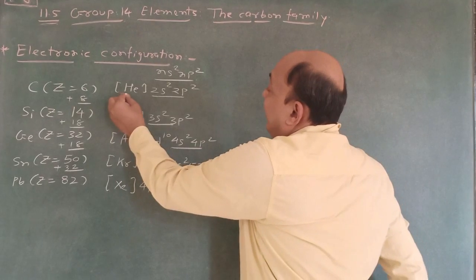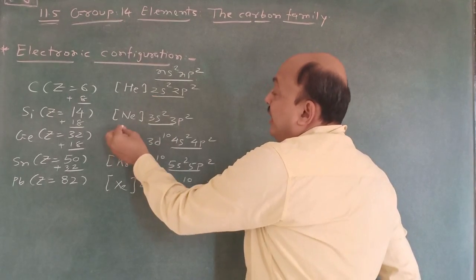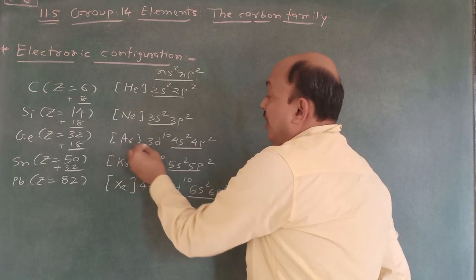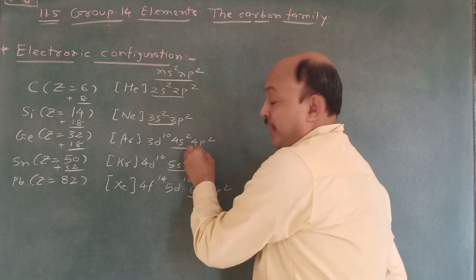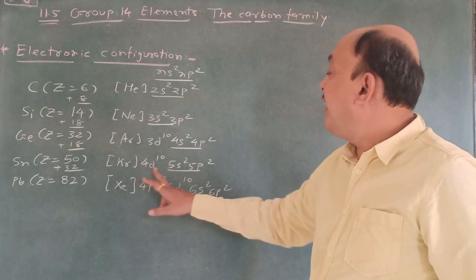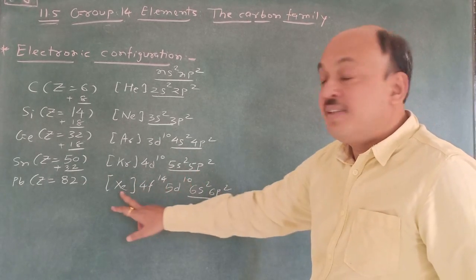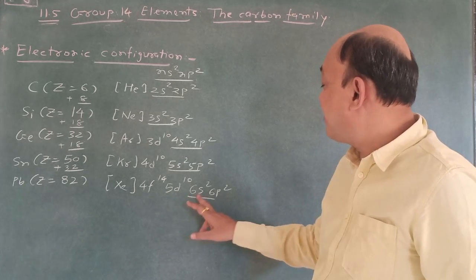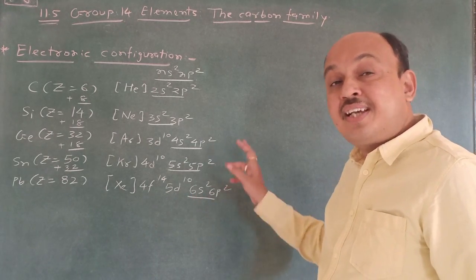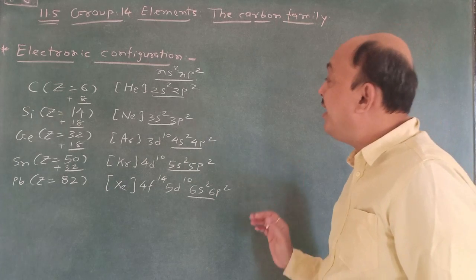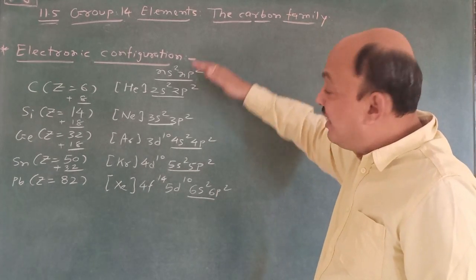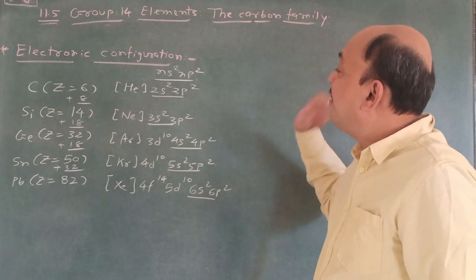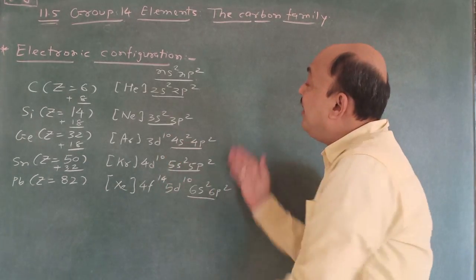So He core 2s2 2p2, Ne core 3s2 3p2, Ar core 3d10 4s2 4p2, Krypton core 4d10 5s2 5p2, Xenon core 4f14 5d10 6s2 6p2. Once again, the same trend is observed here. This is considered as lighter elements. This is considered as heavier elements. And from that, you have to identify when we move.